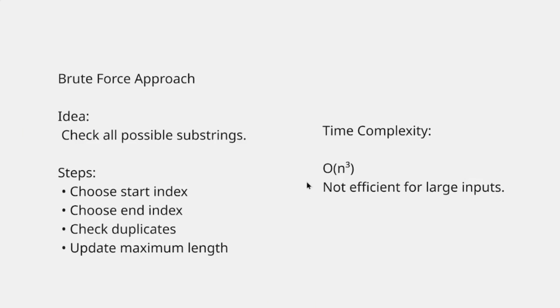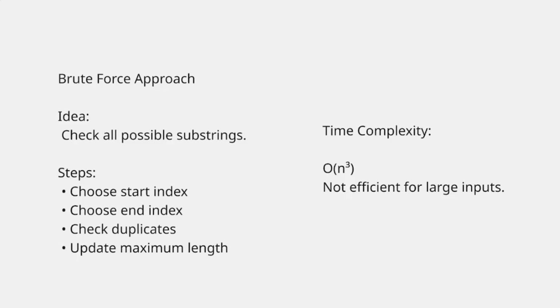So let's see the brute force approach. In a normal way, how would we solve this without any optimization? We can try all substrings: pick a starting index and pick an ending index, check if the string has a duplicate or not, and update the maximum length. That is how we do it in the brute force approach. Basically we need nested loops, and for every substring we check characters.